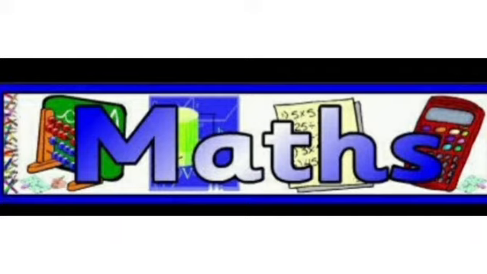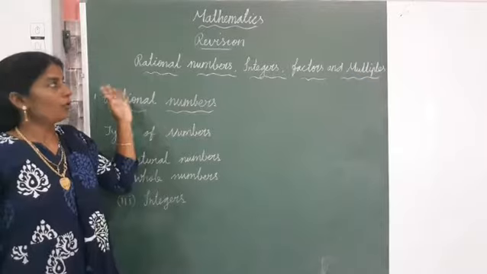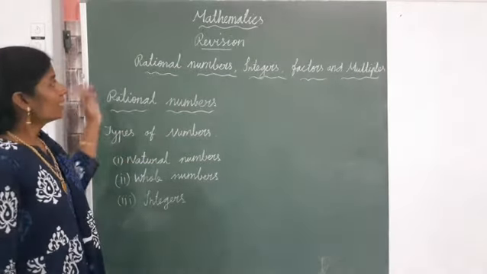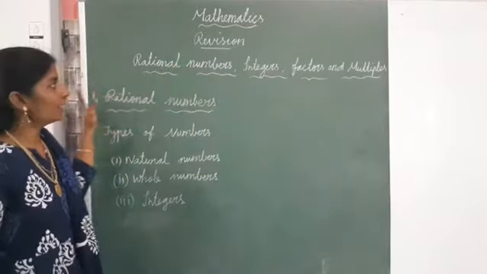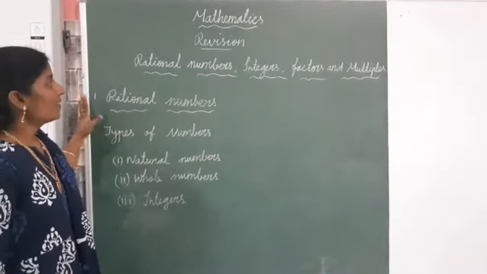Good. Let's start our maths revision, okay? Today we are going to revise the chapters. Chapter 1, rational numbers. Chapter 2, integers. And chapter 3, factors and multiples. Okay, first 3 chapters. First chapter, rational numbers.